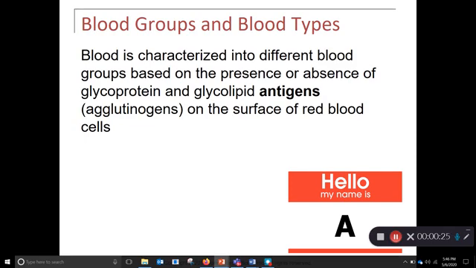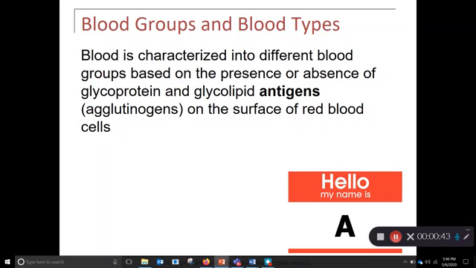Inside your body, on the outside of every single cell, you have some type of identity or marker. It could be a protein with a little bit of sugar on it. It could be a lipid with a little bit of sugar on it. All of these things are called antigens. These antigens are sort of like saying, hello, my name is blank.